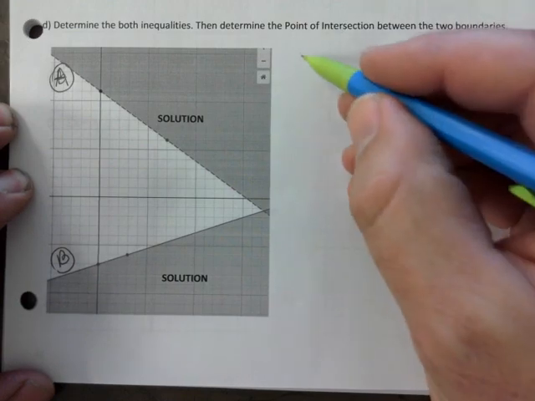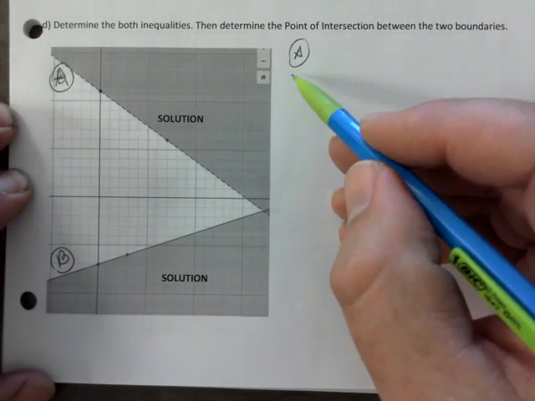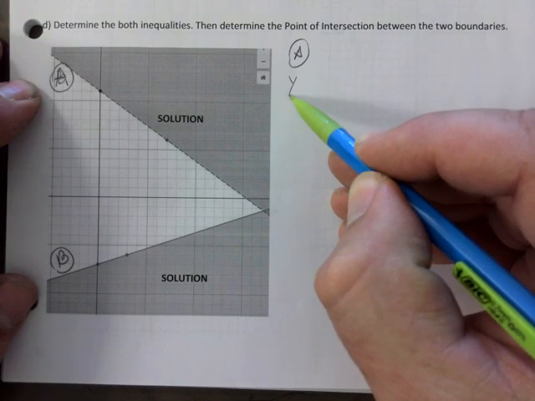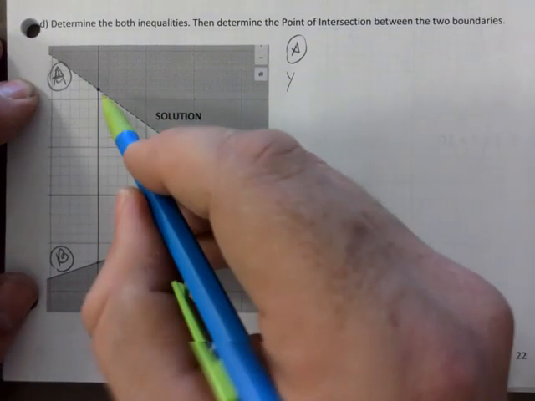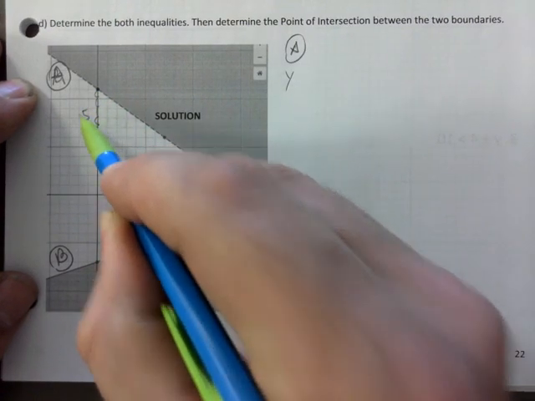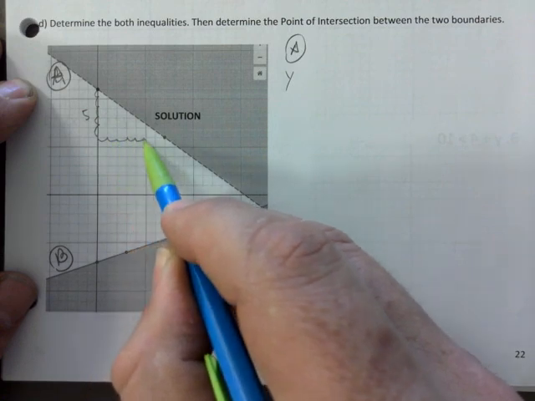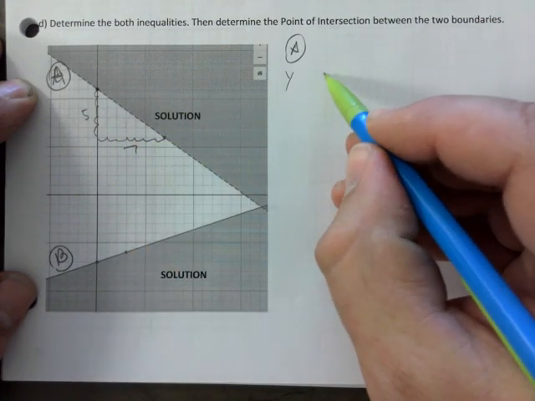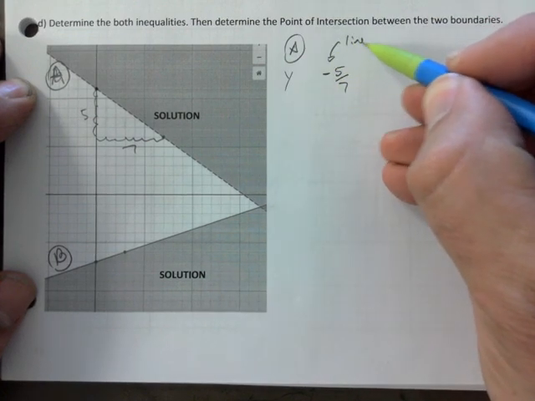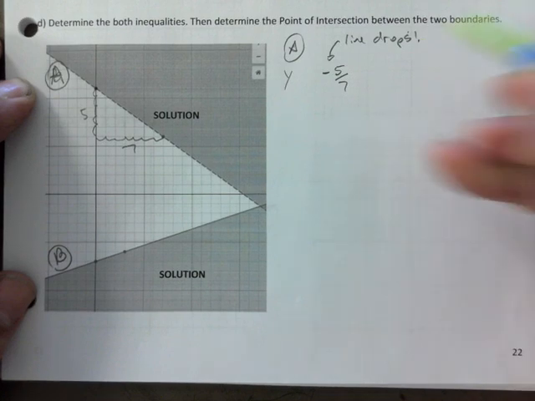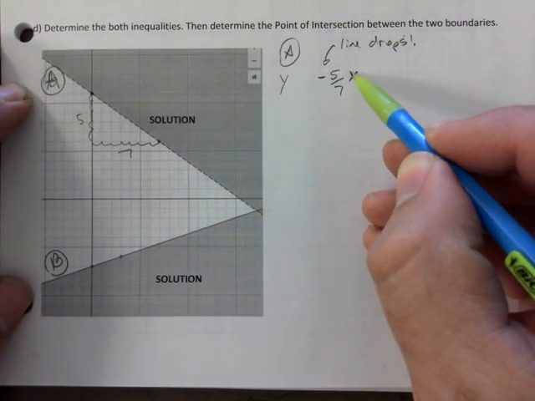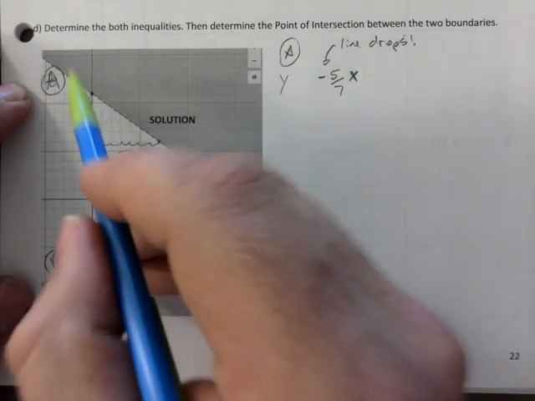So for solution A here, we know it's diagonal, so we know it's going to have a y and then a slope, which most of you figured out already. That was a 5 and 1, 2, 3, 4, 5, 6, 7. It's negative 5 over 7 because the line is dropping. Line drops. Make a note of that because you might forget that later on. And make sure you put an x there. Don't forget it.